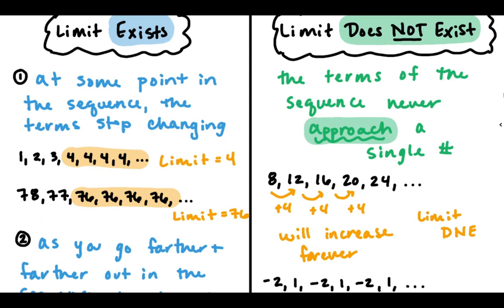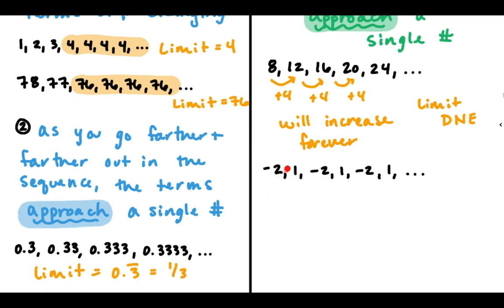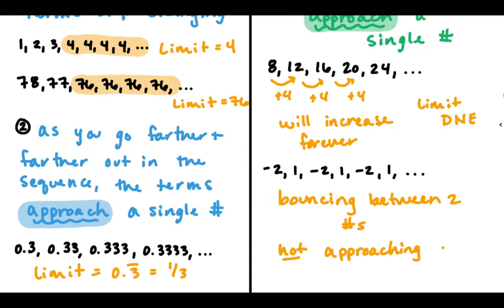Okay, so if you're always getting bigger, getting more and more positive, or you could also be getting more and more negative, we're not going to have a limit. There's another way we could not have a limit. So let's look at this sequence. Negative 2, 1, negative 2, 1, negative 2, 1. So in this case, we're bouncing back and forth between two numbers. So because we're bouncing back and forth, we're not approaching a single number, right? So in this case, we also say the limit does not exist.